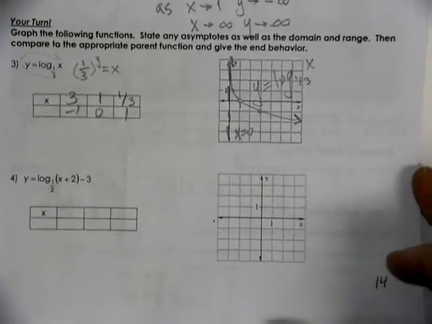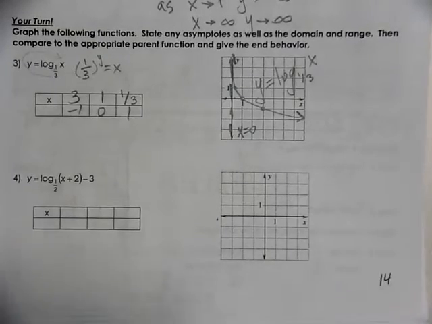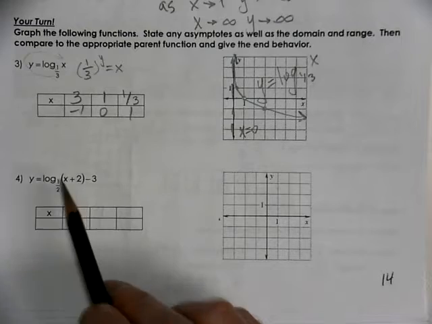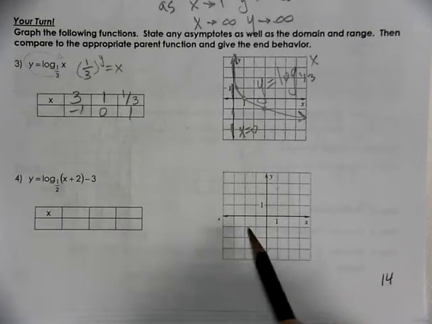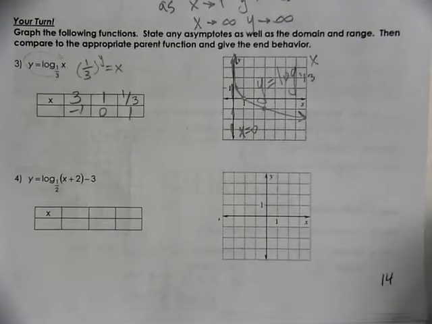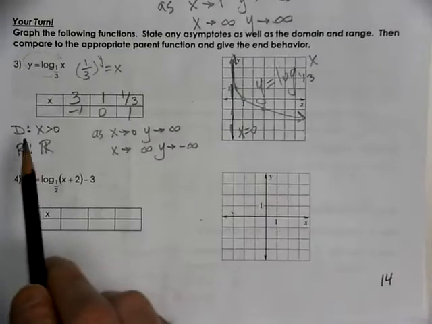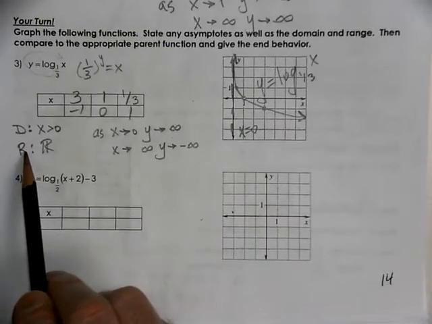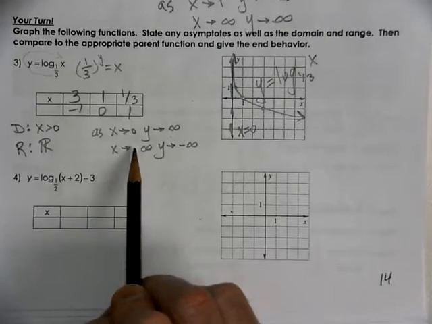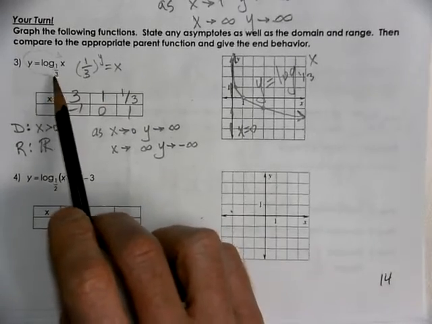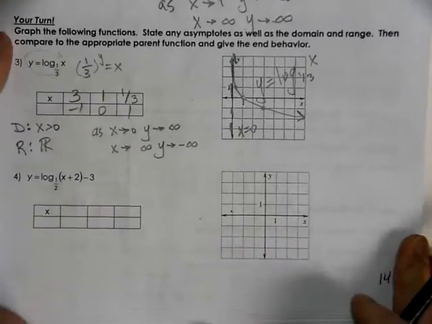So since these are your try, you go ahead, pause the video, work through this, graph the parent function, then do the translation. You should have 2 graphs for your answer. All right. I stated the domain and range and the end behavior. There were no transformations happening to our parent function.